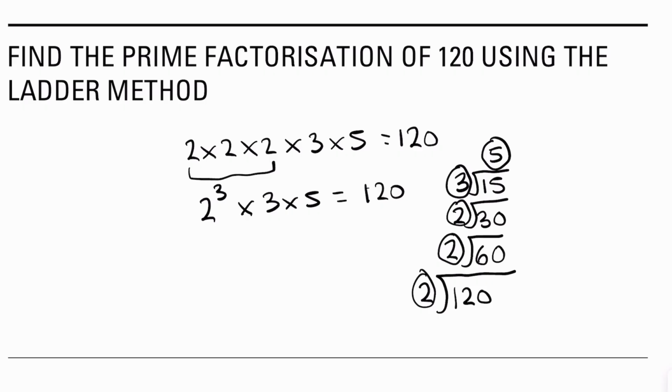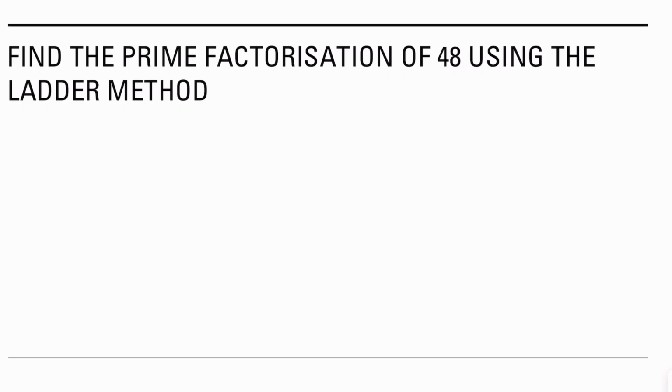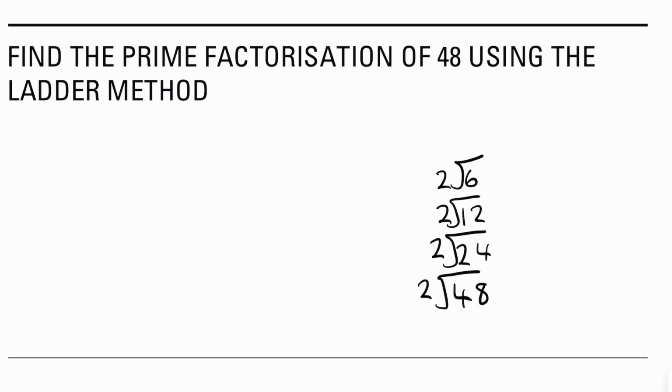So that's the ladder method. We'll do another example of that. So using 48 this time. So remember, we just start with our smallest prime number, which is 2. We can divide 48 by 2 to get 24. We can then divide 24 by 2 to get 12, which we can divide by 2 to get 6, which we can then divide by 2 to get 3. Now 3 is a prime number, so therefore these are our prime factors of 48.